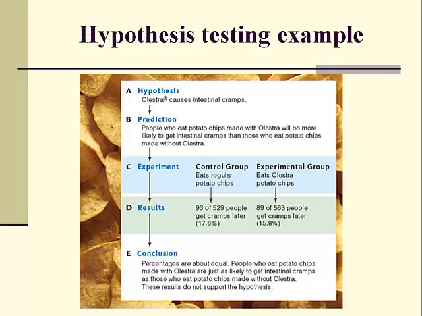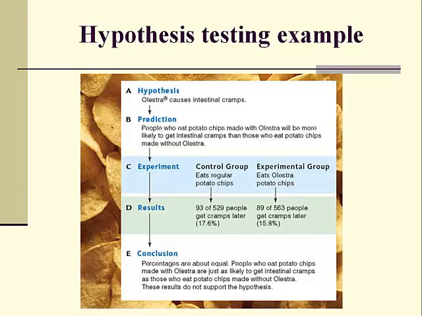So here, the researchers either give the subjects olestra or they don't, and then they measure whether the subjects of the experiment get cramps or not. So the dependent variable is getting cramps. The independent variable is olestra. Either the subjects get olestra or they don't.